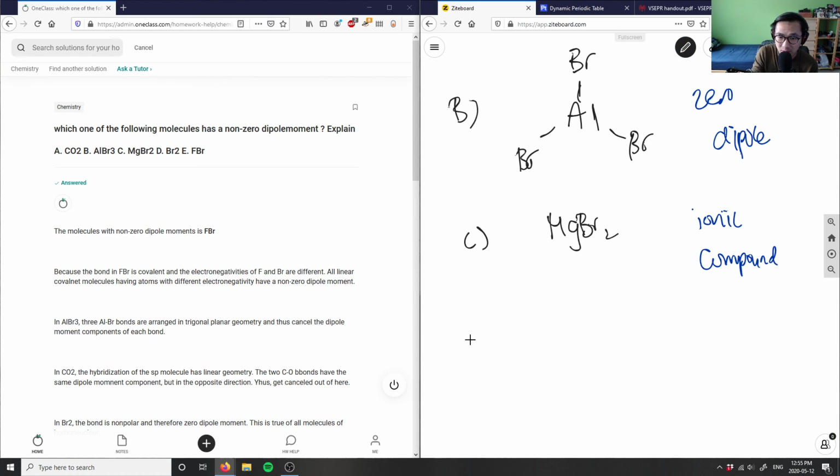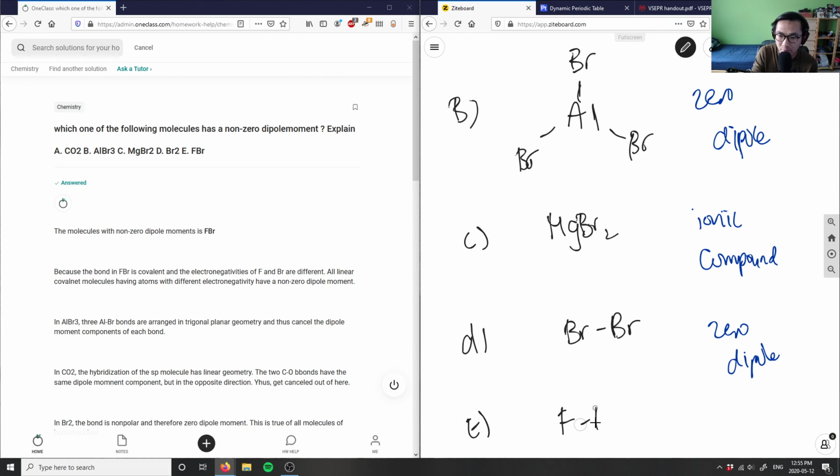And then D here is Br2. Br2 does not have a dipole moment because it's exactly the same, right? These two are the same elements, and they don't have a dipole moment because a dipole moment is basically a difference in electronegativity, right? So this one is also zero dipole.